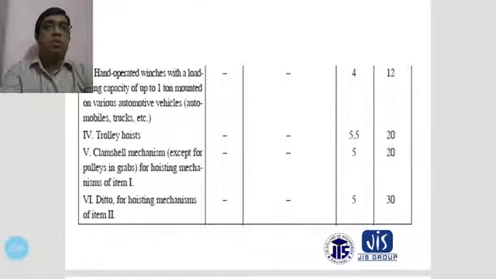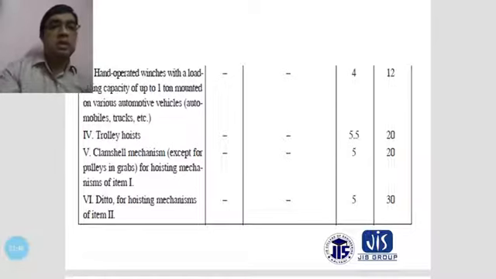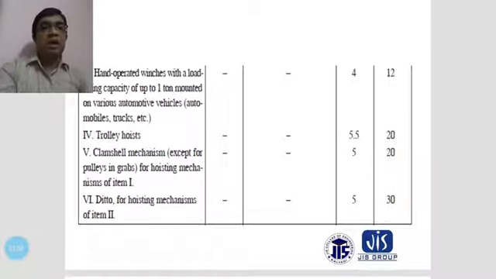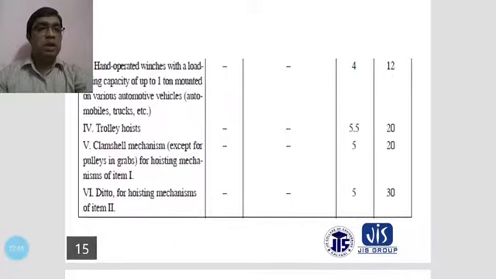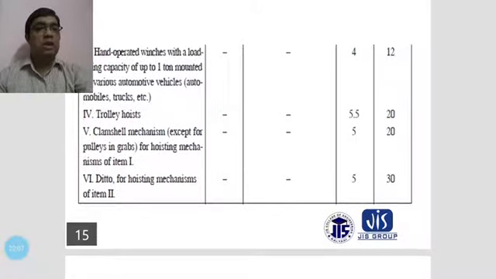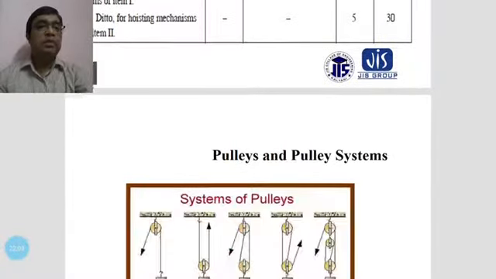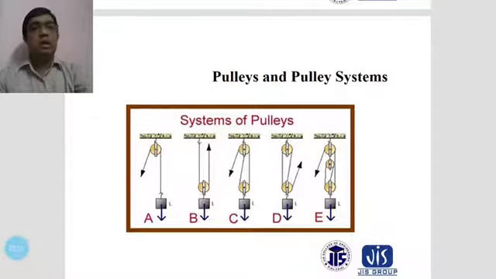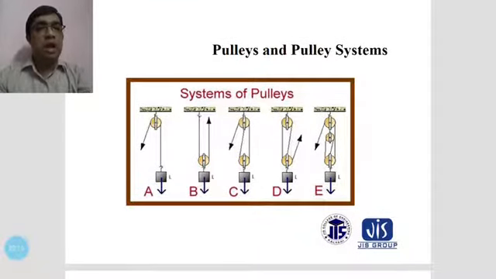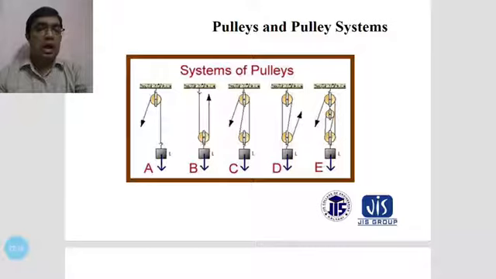Another is the hoisting mechanism of items, considered with power types and heavy to medium operating conditions. The K factor is 5, and the E1 factor is 13.